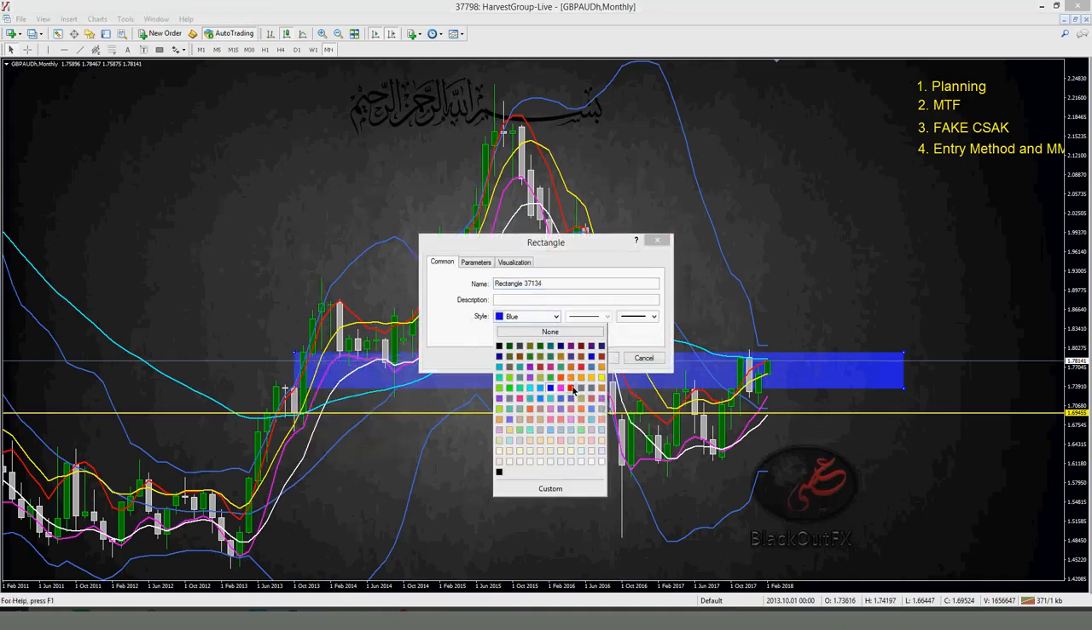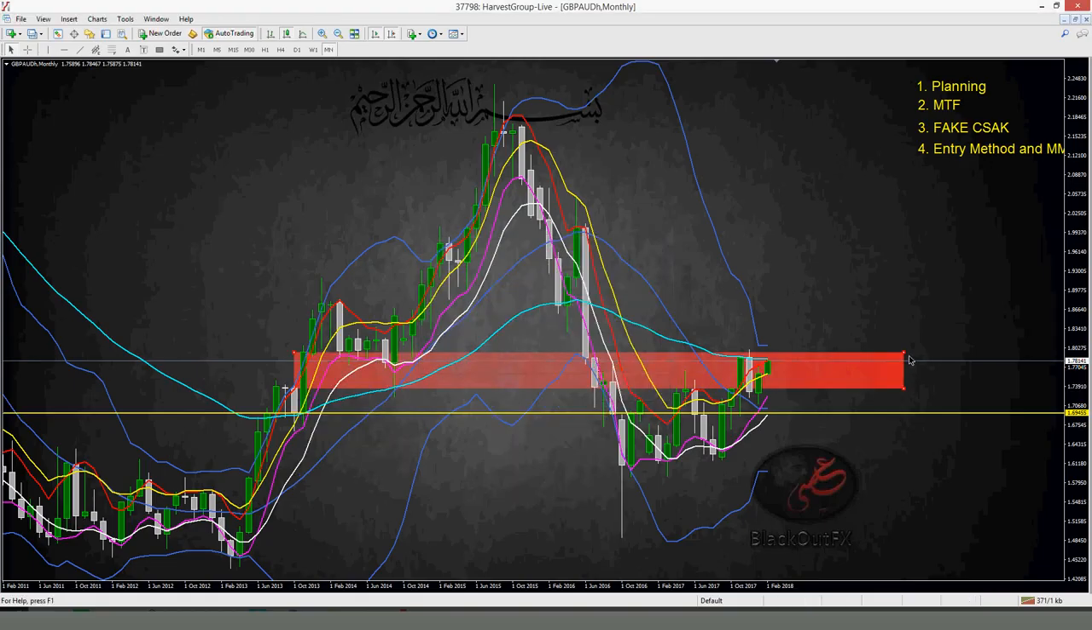Let me just color this red. Okay, so over here I know that this is a support area and this is my selling zone. Okay, and also over here I have another giveaway, which is another support zone. That's a possible selling area, and the zone is still within the marked zone earlier on.